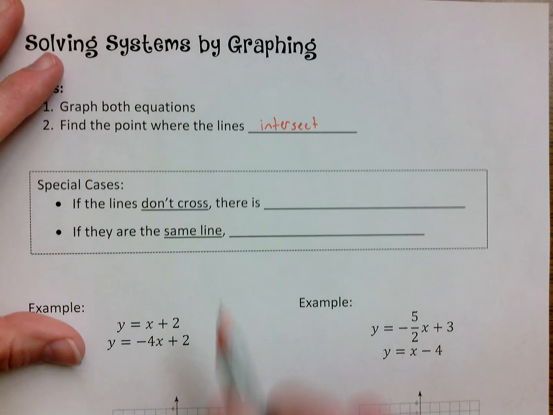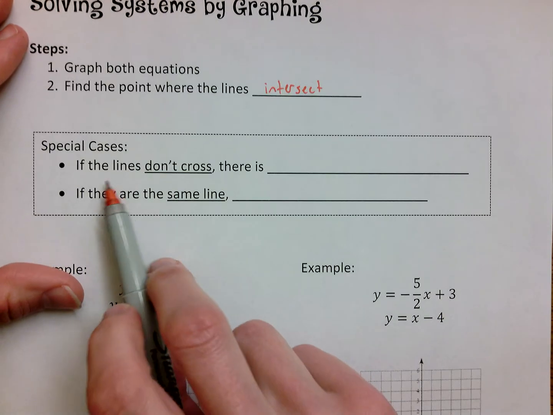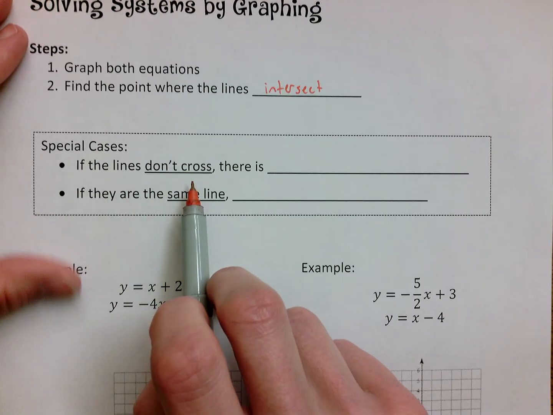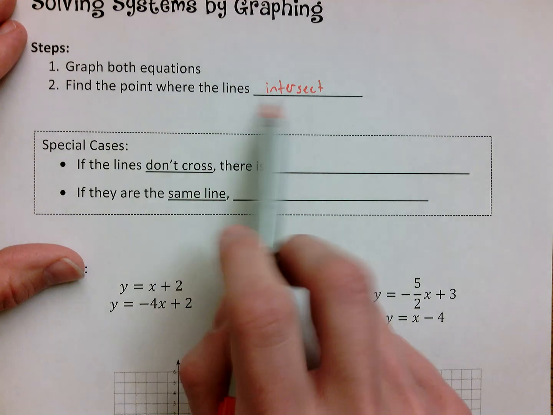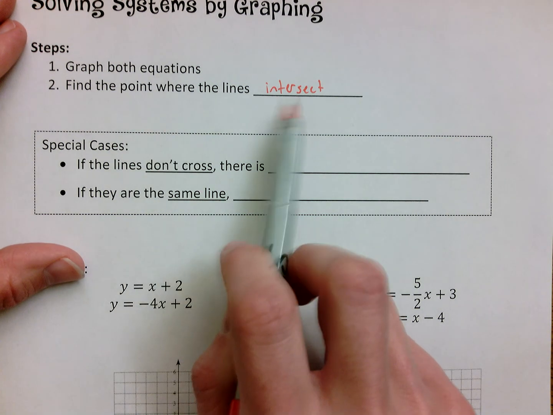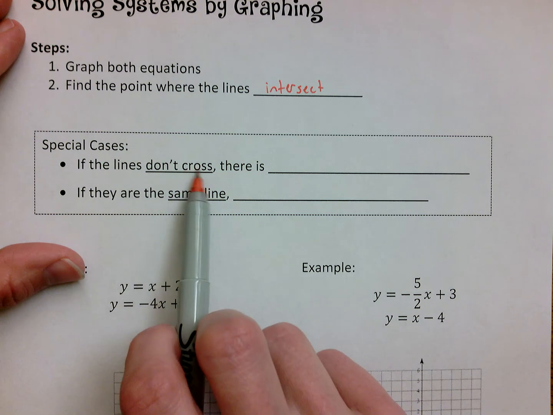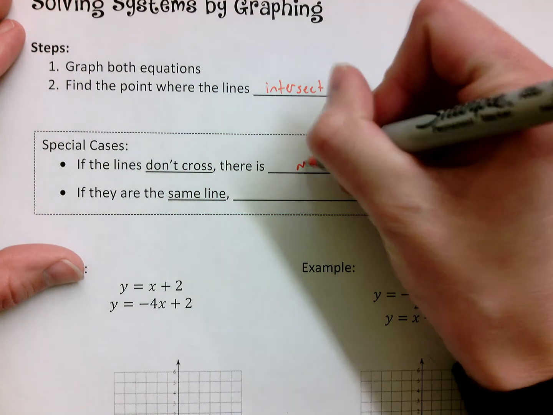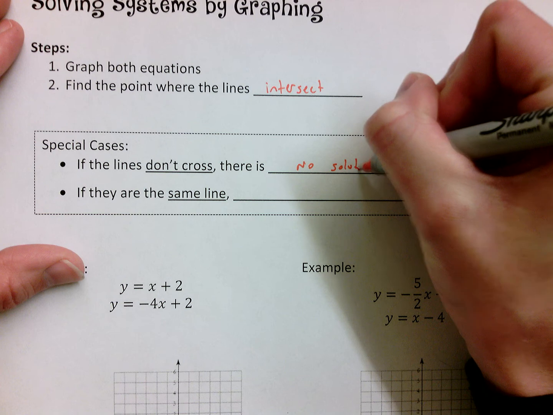All right, now there are 2 special cases. Case number 1, if the lines don't cross each other. So find the point where the lines intersect, that's our solution. Where they cross each other is the solution. If they don't cross each other, then that means there is no solution.